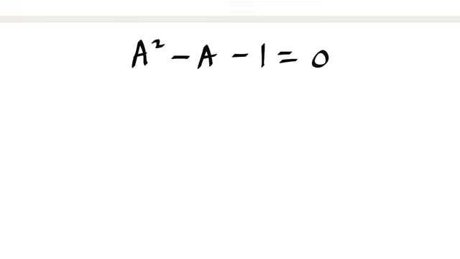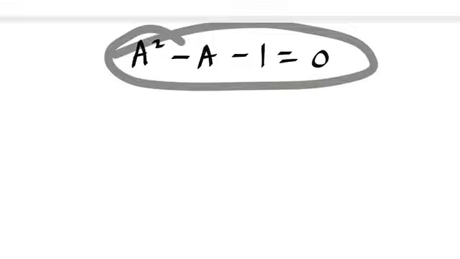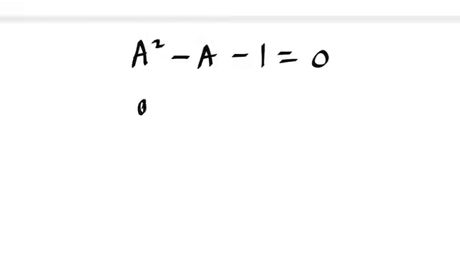So from here, comparing this equation with the equation of a quadratic, small letter a will be 1, small letter b will be -1, and small letter c will be -1, which is the constant term.